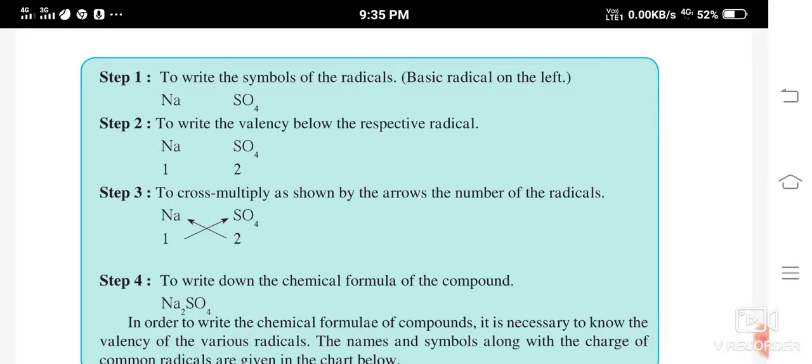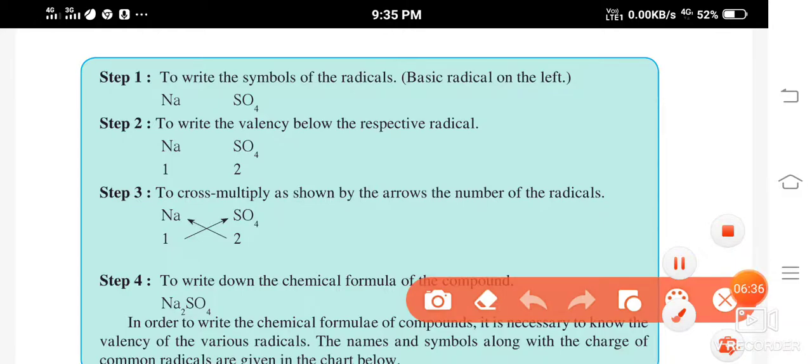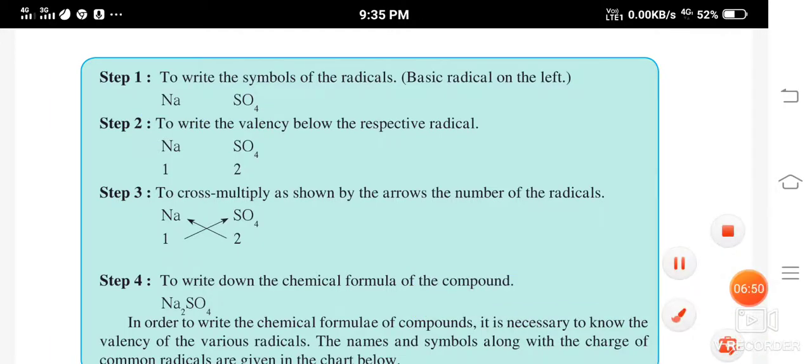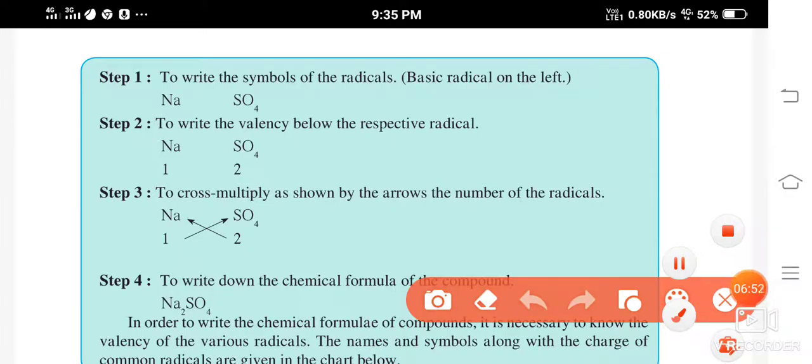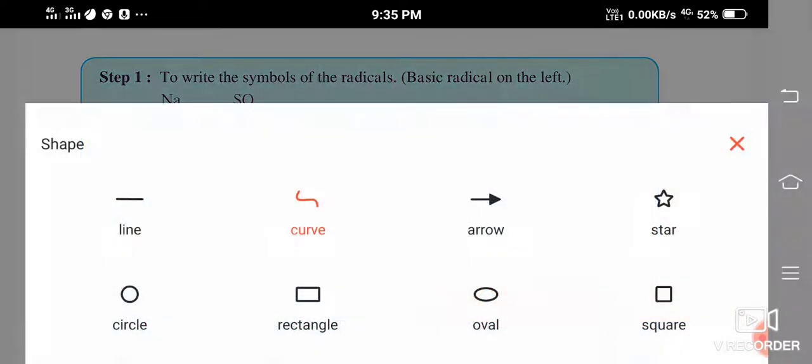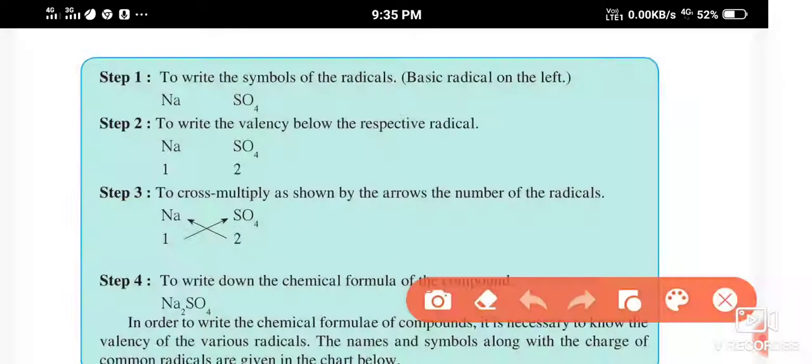So, sodium sulfate. First step: you write the basic radical on the left and the acidic radical on the right. Now write the valency below the respective radical. So what is the next step? You are going to write the valencies of the respective radicals just below them.